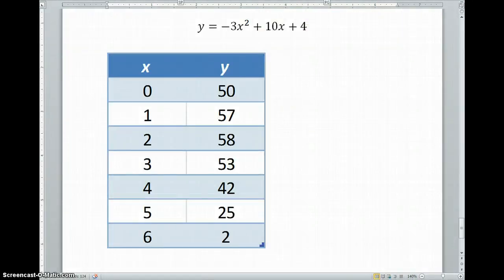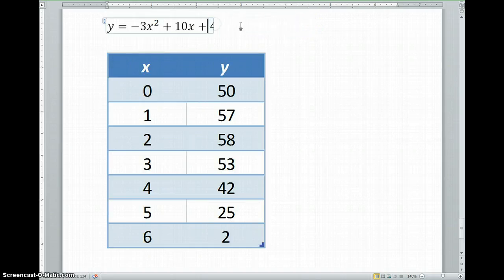In this next example, let's take a look at y equals negative 3x squared plus 10x plus 4. I'm sorry, I'm going to change one thing here. I'm going to make this plus 50, and we notice a couple of things. First of all, we can generate all of these values in this table by using our calculator.